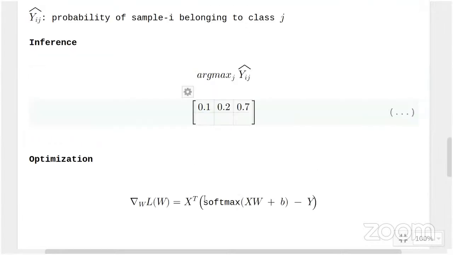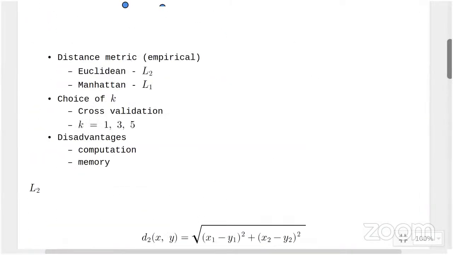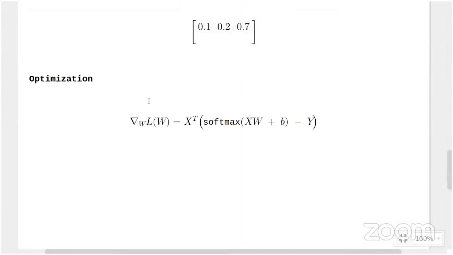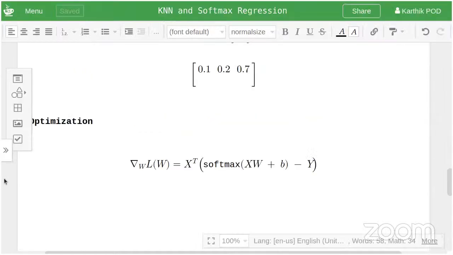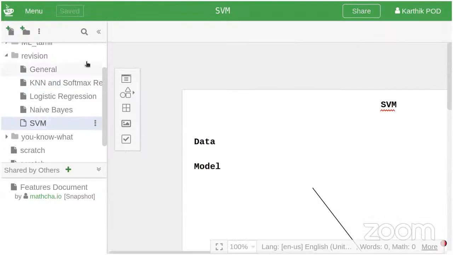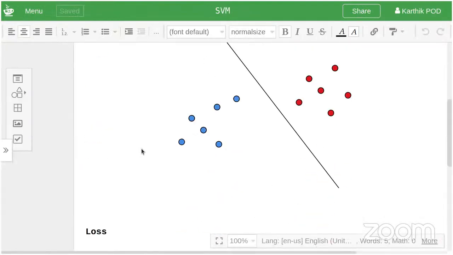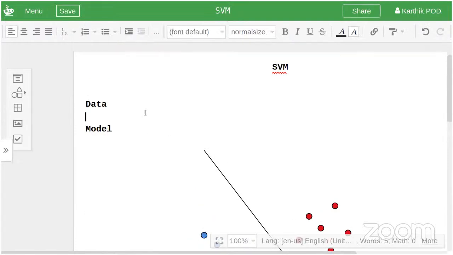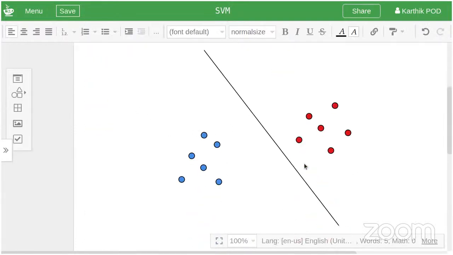Okay, so I hope this is okay. Can we move on finally to SVMs? Yes, sir. Okay, so it looks like SVM will be midnight today. Yeah. So with SVM, since we have done quite a lot, the data remains the same.